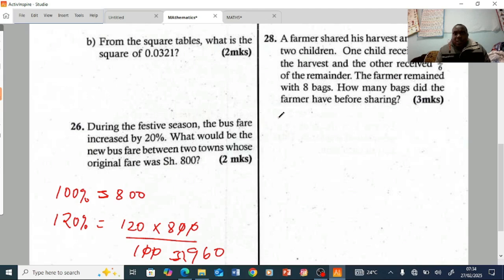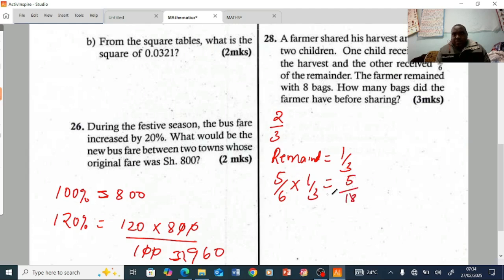So one child got 2 over 3, and the other got, so let's get the remainder. The remainder is 1 over 3. So the other child got 5 over 6 times the remainder. So the other child got 5 over 18. 5 over 18 is what the other child got.